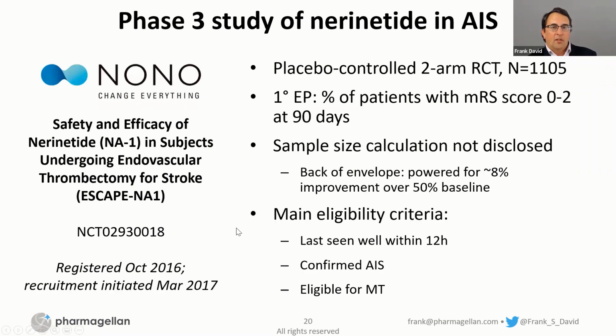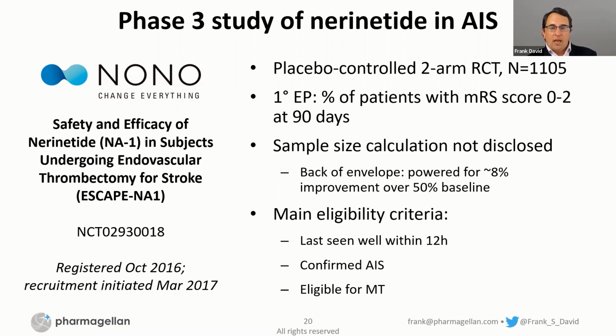So let's go to the next slide. So here's their study. We're going to rewind the clock to 2016, 2017, and imagine we're looking at this when the study was announced. They have over 1,100 patients, a placebo-controlled 2-arm RCT. That's good. Their primary endpoint is pretty much the standard endpoint, which is the percent of patients with what's called a modified Rankin score between 0 and 2 at 90 days. The modified Rankin score goes from 0 to 6. 6 is dead. Essentially, this fits well with what's viewed as clinically relevant, and is also a regulatorily relevant endpoint.